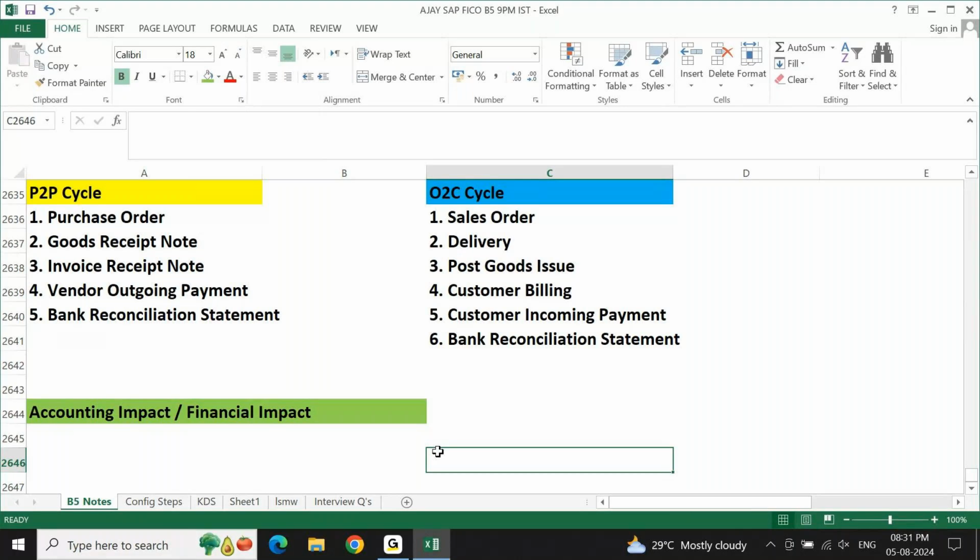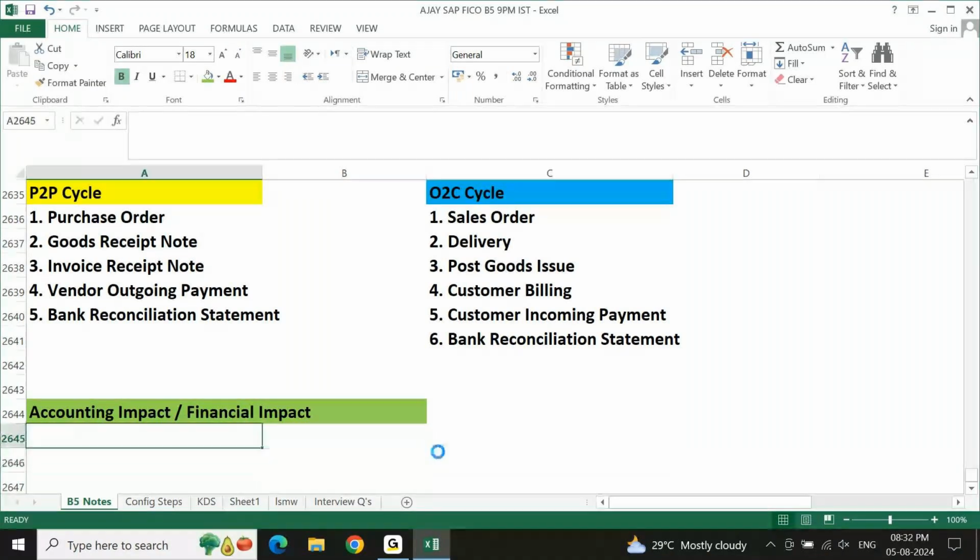Let me highlight with green color. Wherever I am highlighting green color, it is representing an integration point. Now purchase order, I am not going to highlight it, because when you look at any purchase order, there is no accounting impact, there is no financial impact. When there is no financial impact, there is no integration point. I'm not highlighting purchase order with green color because purchase order is not having any impact in your accounting.